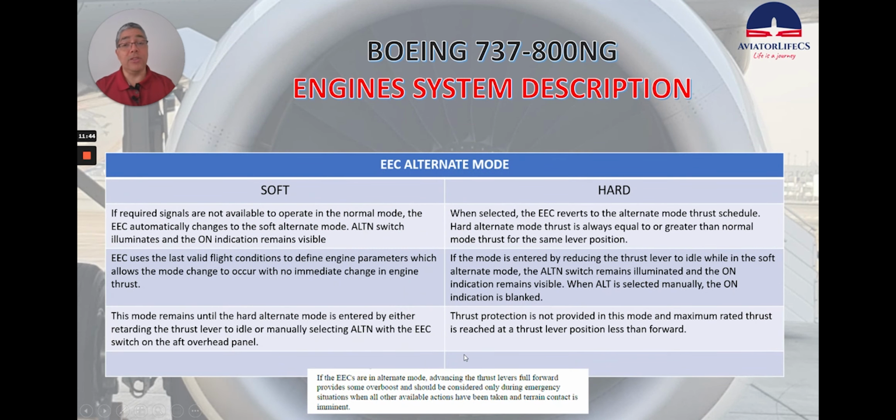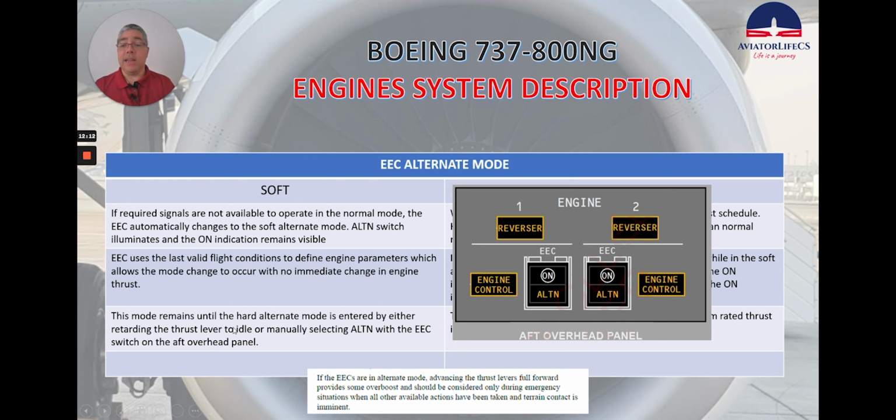Now, if we talk about the alternate mode on the EEC, we have two of them. We have the soft alternate mode and we have the hard alternate mode. Let's start with the soft mode. If required signals are not available to operate in the normal mode, the EEC automatically changes to the soft alternate mode. Alternate switch illuminates and the on indication remains visible. So this is what we are going to see, something like this.